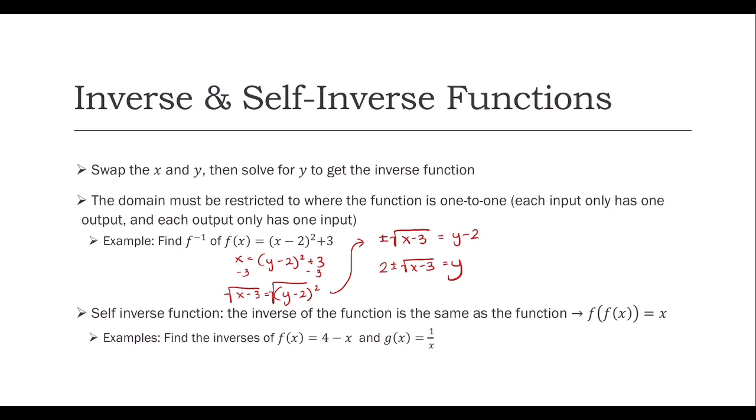So this has really given us two functions. So we have f inverse of x can equal 2 plus the square root of x minus 3, or f inverse of x equals 2 minus the square root of x minus 3. So this is going to depend on our domain restriction. Our original quadratic function has been shifted to the right 2 and up 3. So it'll look something like this.